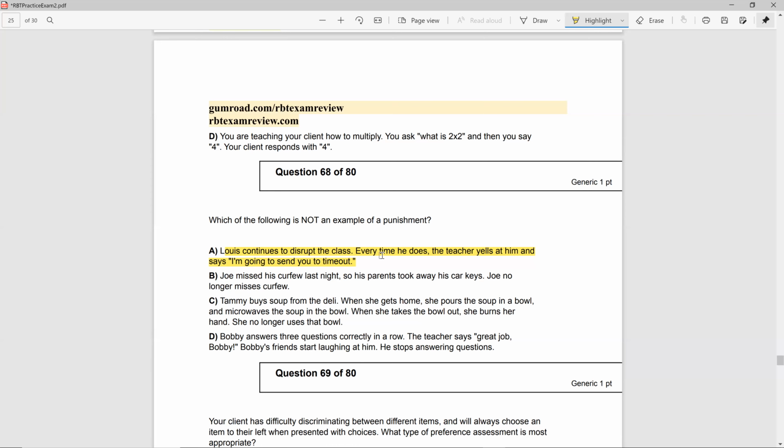So Bobby's friends start laughing at him. Okay, we're actually looking at punishment here. So again, whenever you're dealing with reinforcement and punishment, you have to look at the behavior change. Did that behavior increase, making it reinforcement, or did that behavior decrease, making it punishment?